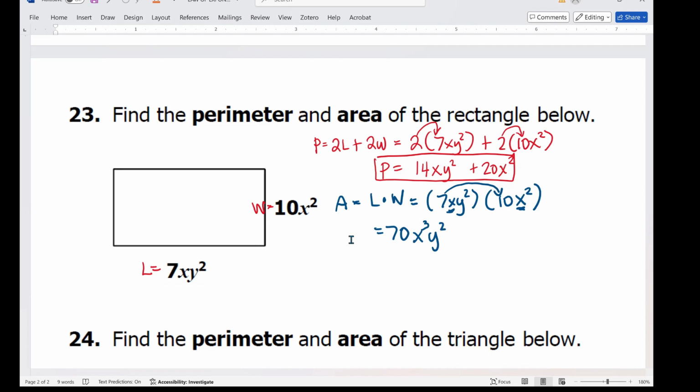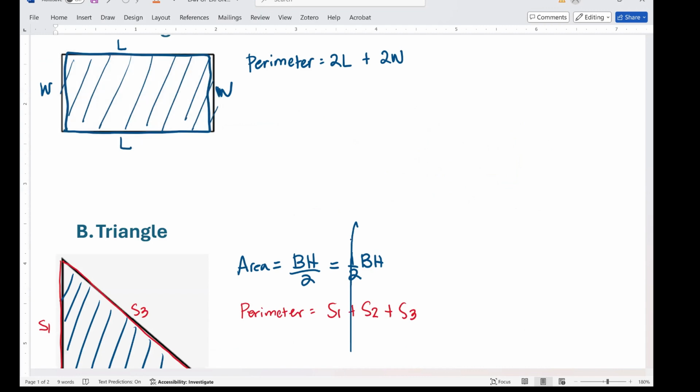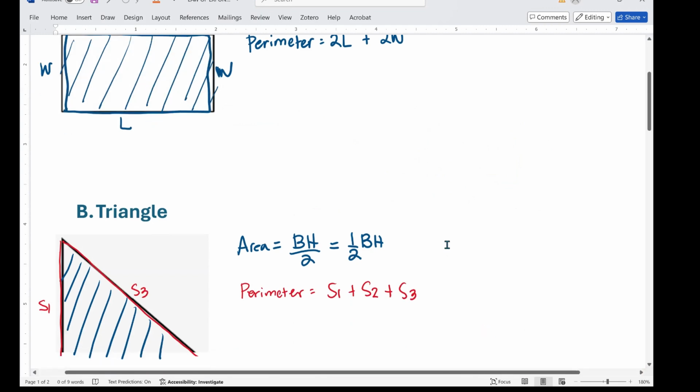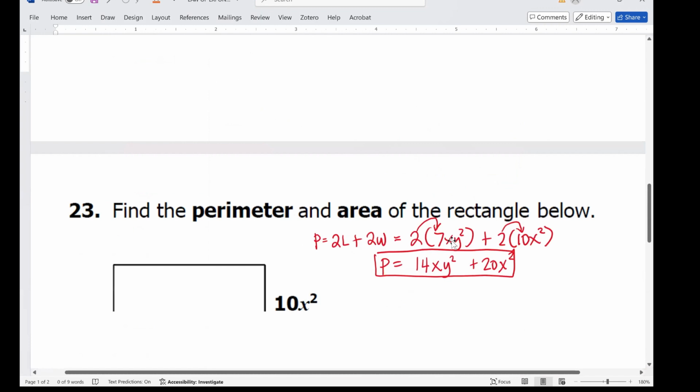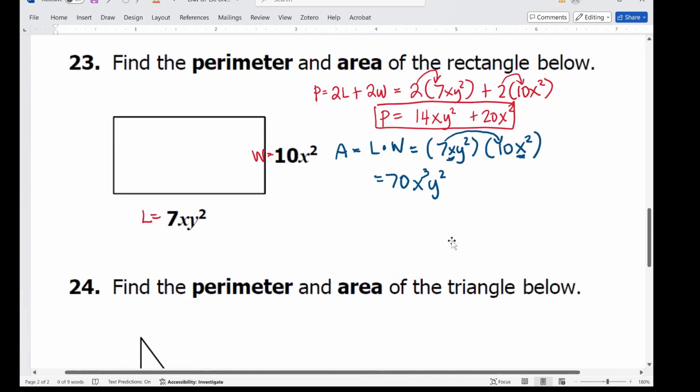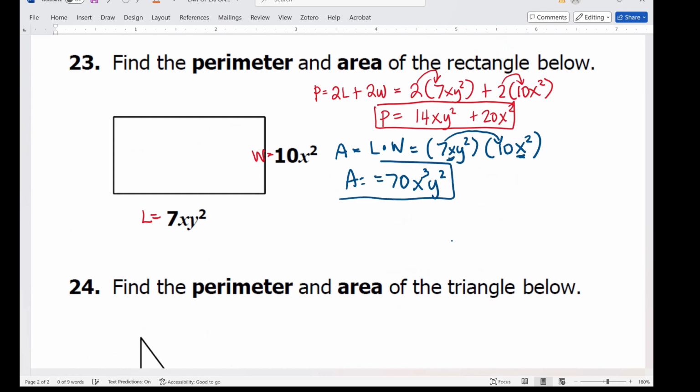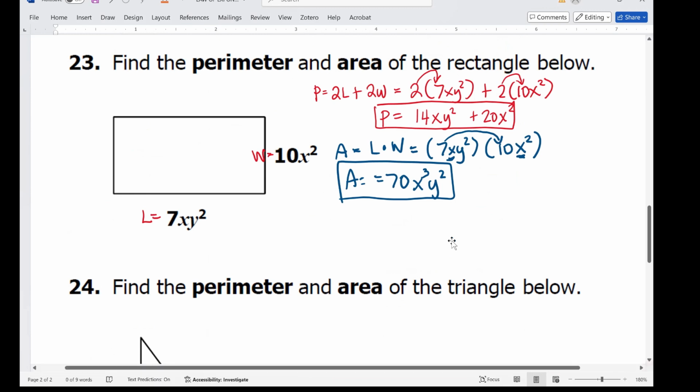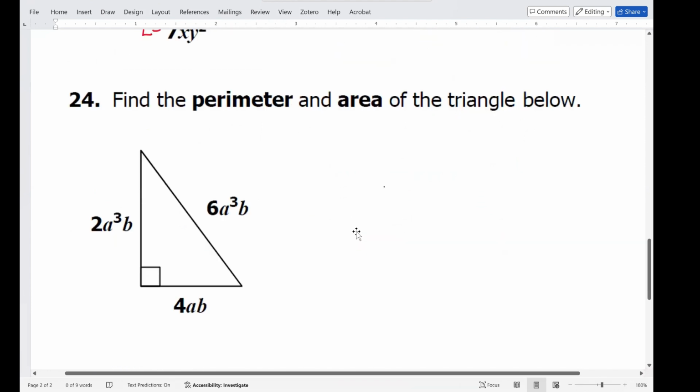So the area, okay, hold on. The area of this rectangle will be 70 x squared y squared. Here we go. Let's go on with the triangle.